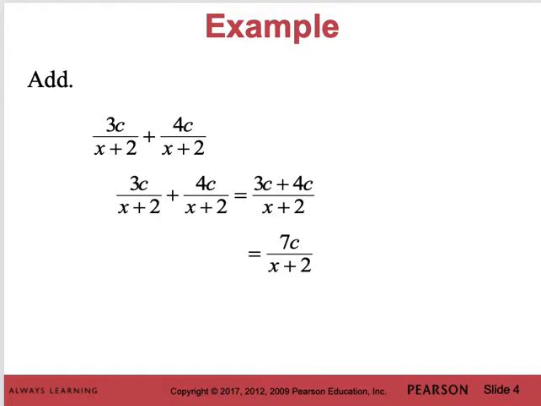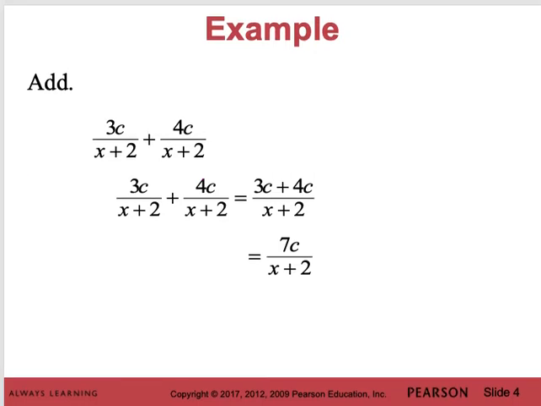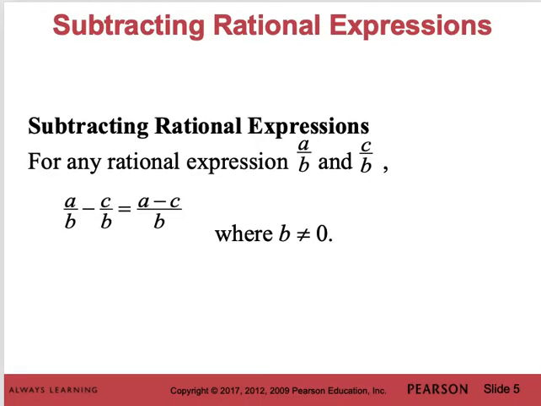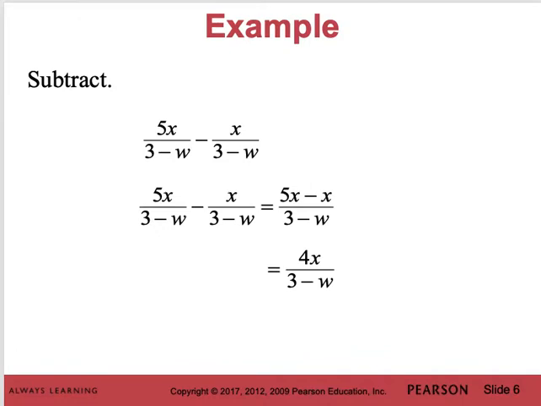So here's an example where the denominators are the same. That one's easy, right? Just add 3c plus 4c. Since they have the same variable, you can add the numbers in front, or the coefficients. 4 plus 3 is 7. Same thing goes for subtracting. We subtract straight across the numerator if the denominators are the same. Here is an example. We would just take 5 minus 1 and get 4x.